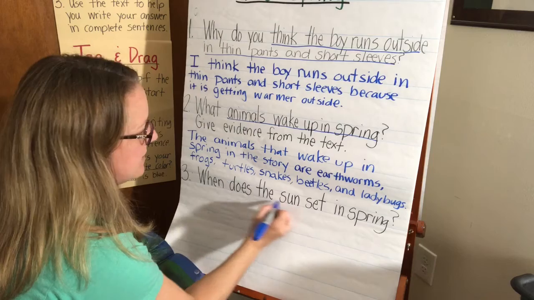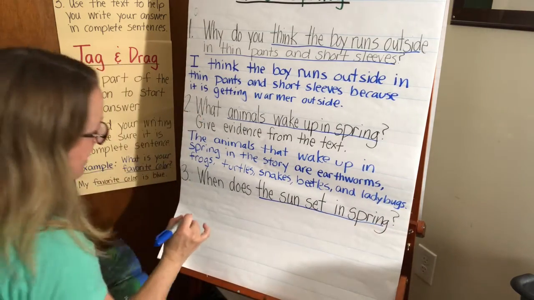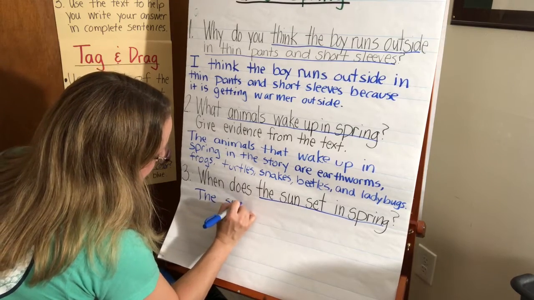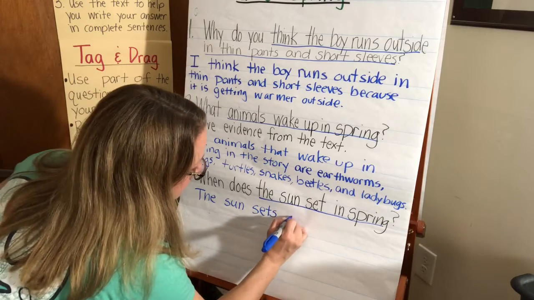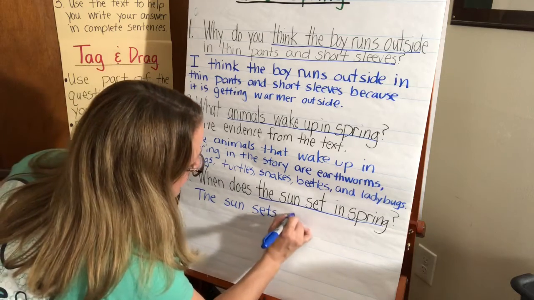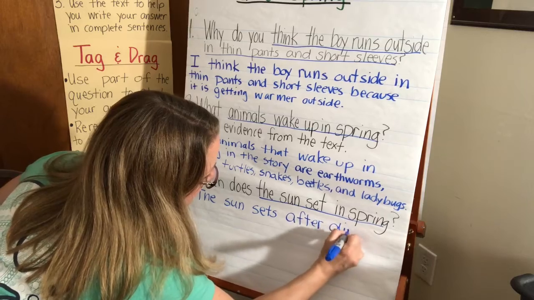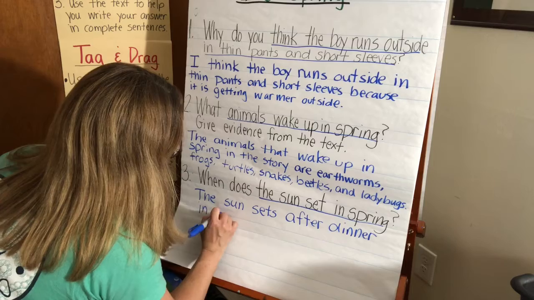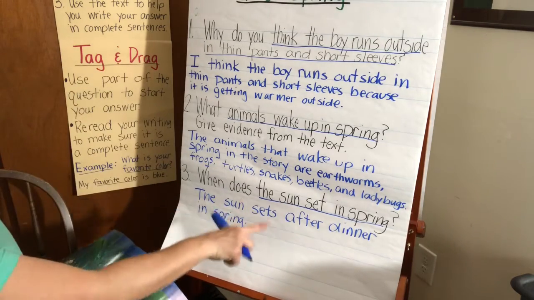When does the sun set in spring? The sun sets in spring after dinner. The sun sets, I could say after dinner in spring. The sun sets after dinner in spring. The sun sets after dinner.